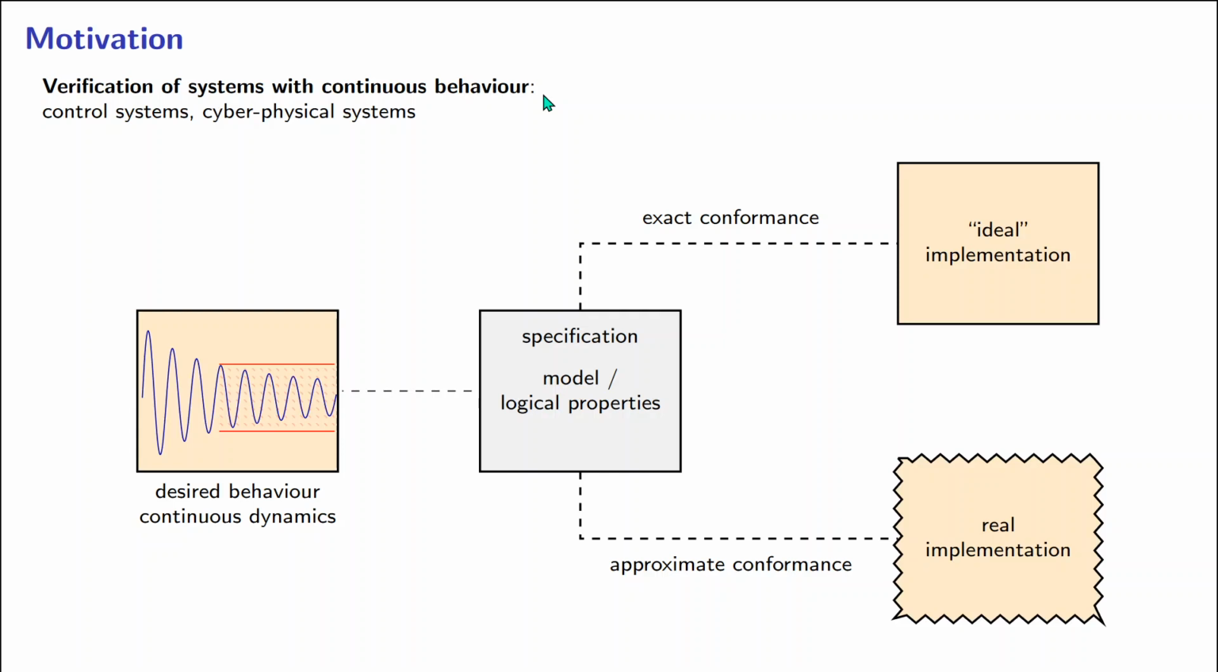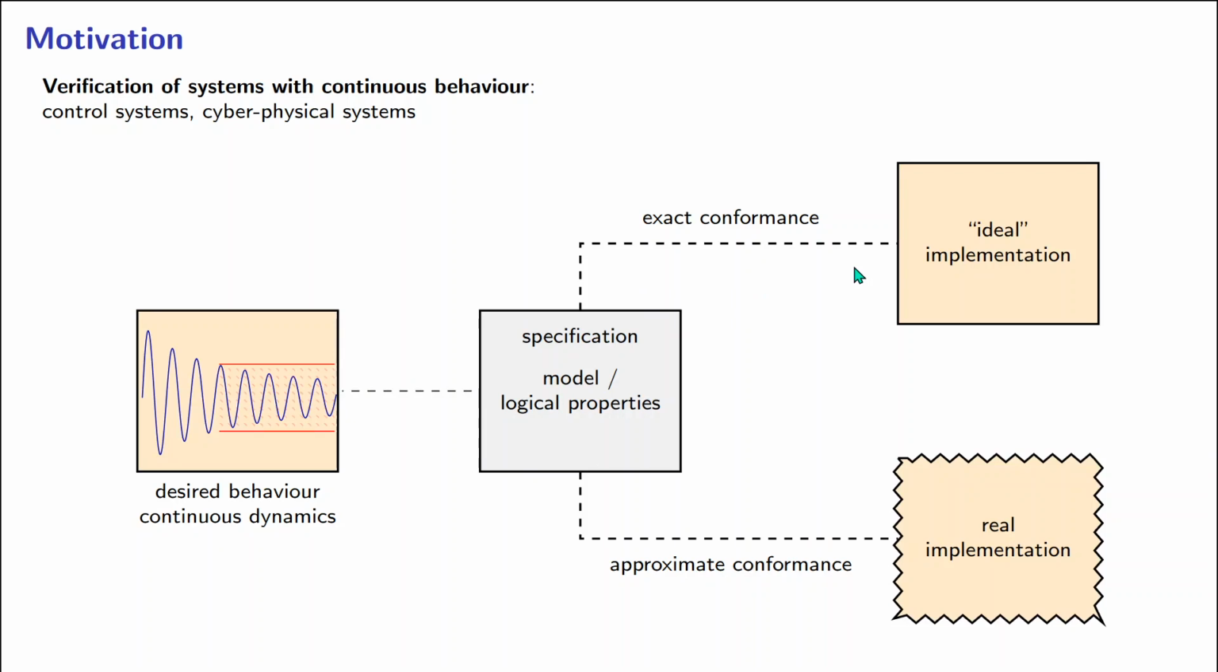Now, when we attempt to verify such a system, presumably we have some formal specification of its desired behavior, either in terms of a formal model or some logical properties. And the question is then, if we have a real system and implementation, when do we consider it correct with respect to our specification? Now, in software verification, the situation is easier.